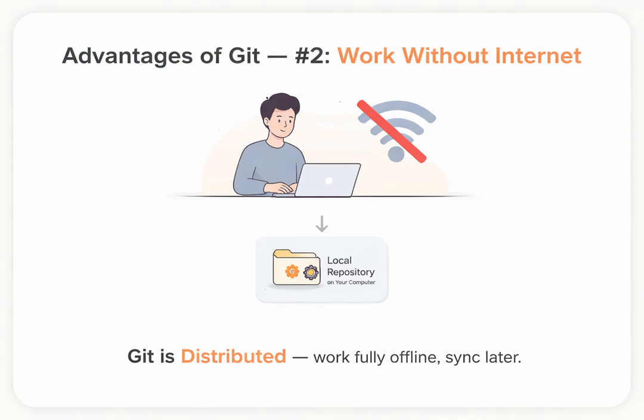The second advantage is that Git works completely offline. Because Git is a distributed version control system, you have the entire project history right there on your own computer. You do not need an internet connection to commit your changes, view history, or switch between versions. You can work on a train, in a remote area, or anywhere without Wi-Fi. When you are ready and you have internet access again, you can sync your work with the team. This is a huge advantage over older centralized systems, where you needed to be connected to the server to do almost anything.